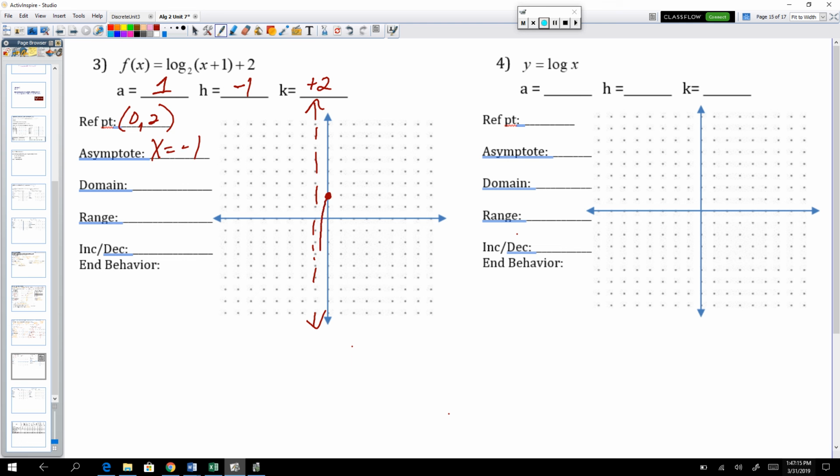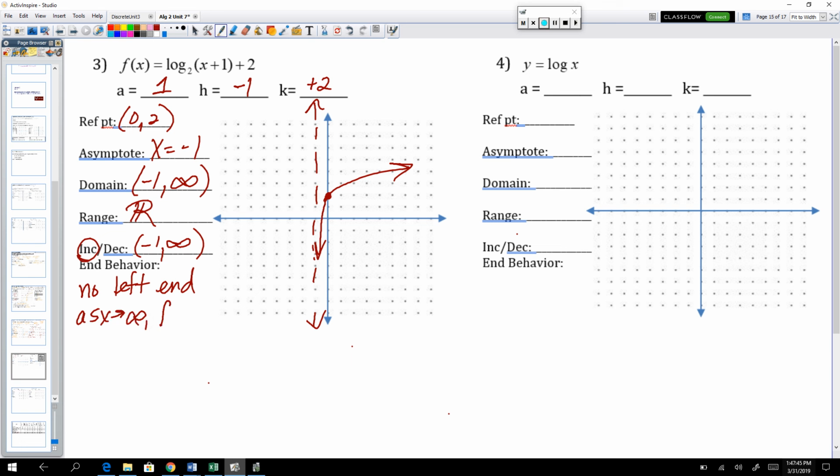And so this graph approaches here and it looks like it levels out, but it continues very slowly up. Our domain starts at negative 1 and goes to infinity. Our range is all real numbers, as it is with all logarithm graphs. We are increasing for the entire domain, that domain only being from negative 1 to infinity. There is no left end. It just never goes to negative infinity on the left. On the right-hand side, as x goes to infinity, f of x also goes to infinity.